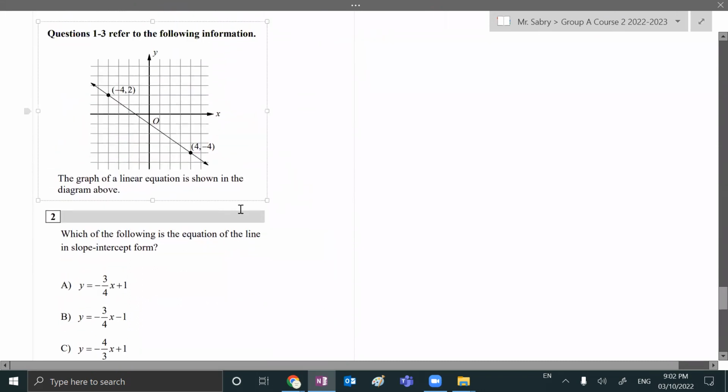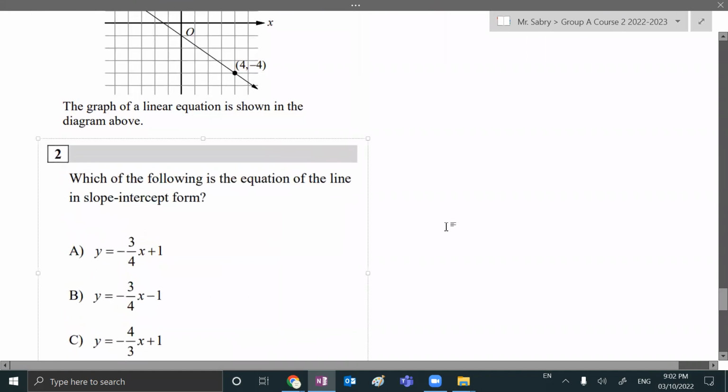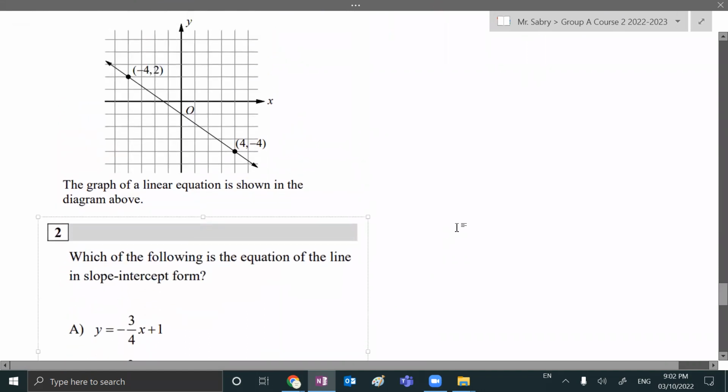Now the second one is still about the same graph, but instead they're asking me to find the equation in slope-intercept form. So I will need to find the slope and the intercept. The slope I already know is negative 3 over 4 from the previous question. I just need to find the y-intercept. The y-intercept is the point where the line intersects the y-axis. This point here is the y-intercept. So what's its value? Down here, this is negative 1 on the y.